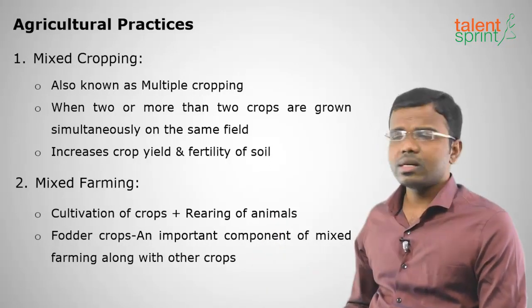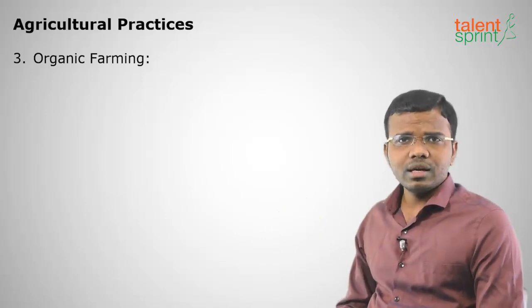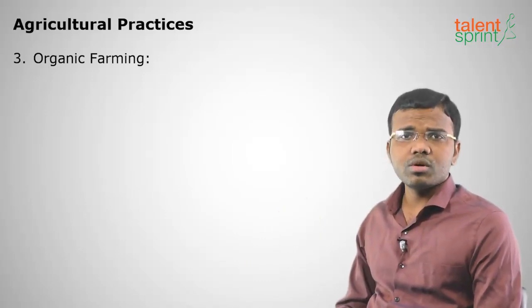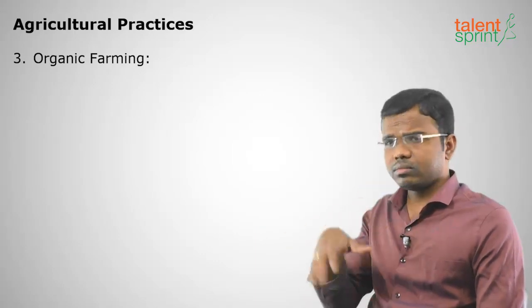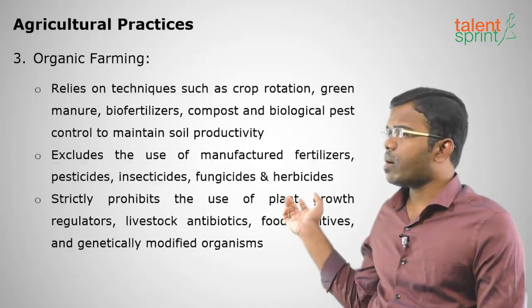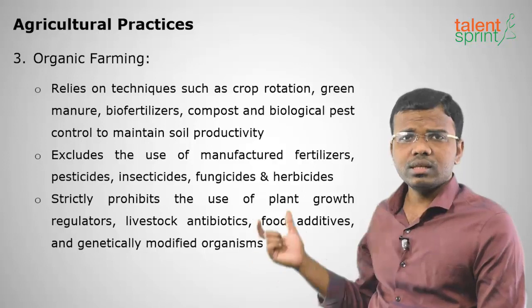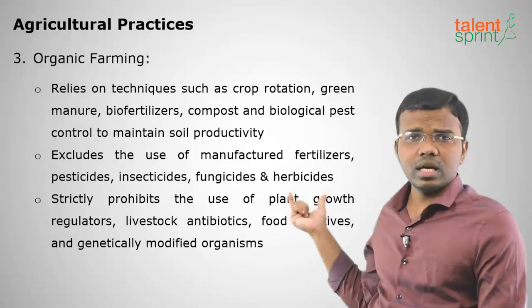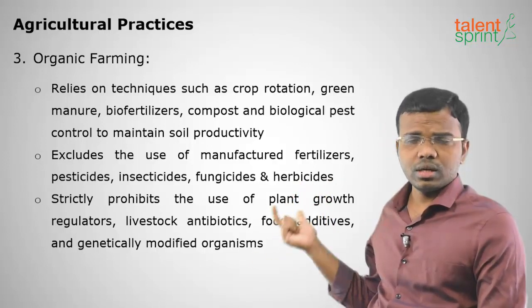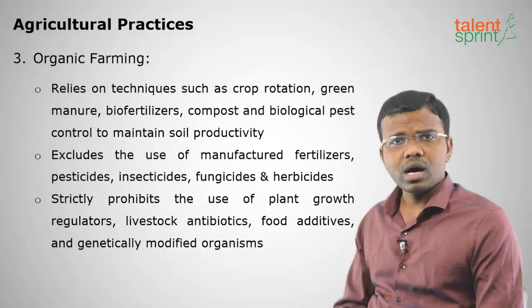The third type of agricultural practice is organic farming. So what is this organic farming? Organic farming means using biofertilizers or green manure, cow dung, cow urine, etc. will be mixed with the mud, so that it will become a rich manure and give higher yields. So in this type of farming, generally the fertilizers and pesticides are excluded. They are not used because they cause harm to the environment.